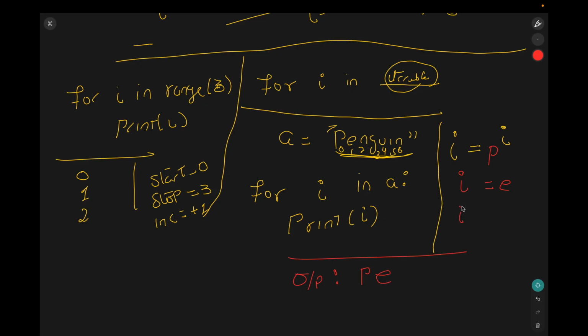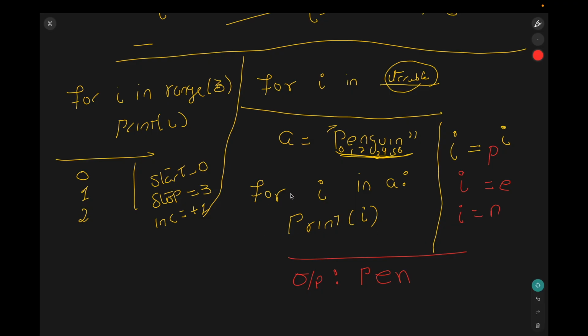Third iteration, what will happen? In the third iteration you'll be again coming back. So previously you were at index number 1, now you will be going to index number 2, right? So whatever the value is present at index number 2, give me that value. That means at index number 2 we have n, this n is being assigned to i, then I am printing i, that means here I will get n, right?